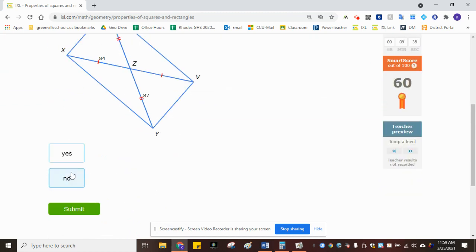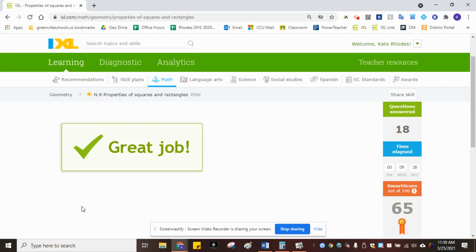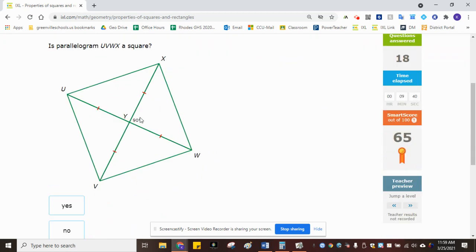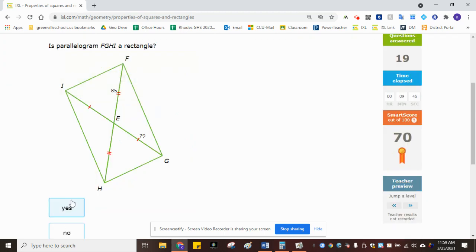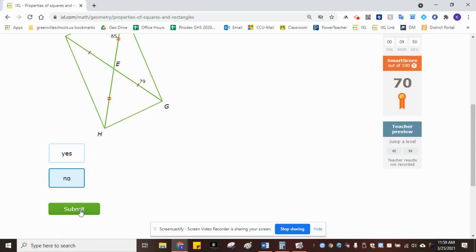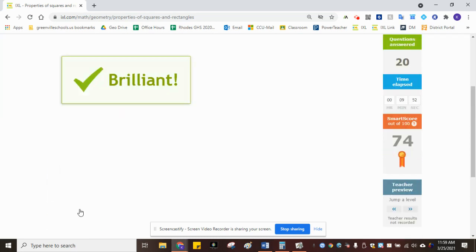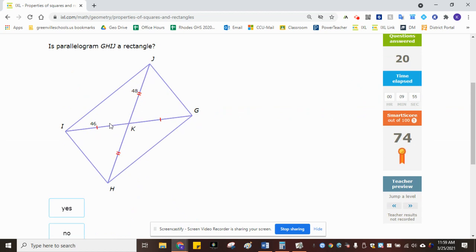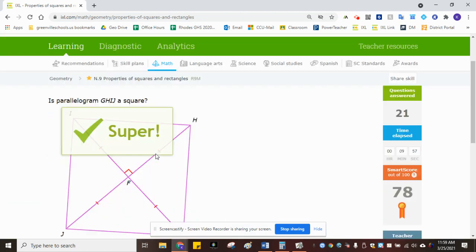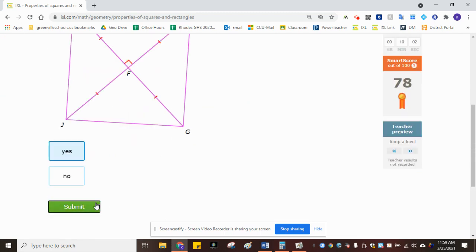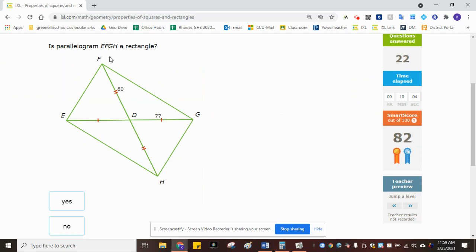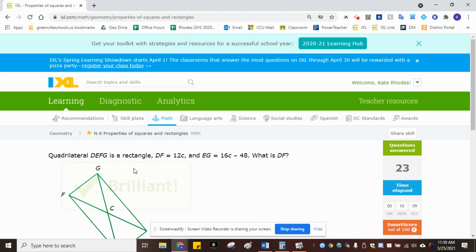Rectangle, 84 and 87 are not congruent, so no, it's not a rectangle. Is this a square? 90-degree angle, all diagonals are congruent. So yes. 84 and 79, that is not a rectangle. They have to be congruent. 46 and 48, again, they're not the same. Square, because they're all the same, so yes, that's a square. Rectangle, no. 80 and 77, no. Have a good day, guys.